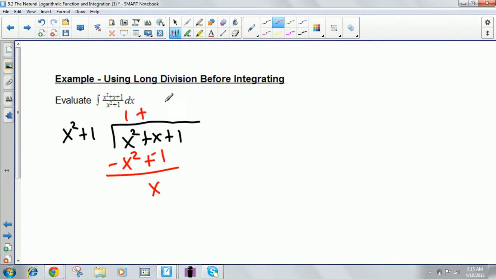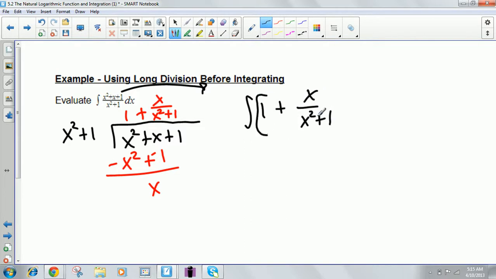And so this is going to be a remainder, because this is a higher degree. So you're left with plus your remainder over what you divided by, which is x squared plus 1. So this can be rewritten as the integral of the function 1 plus x over x squared plus 1 times dx. So you're able to rewrite that.